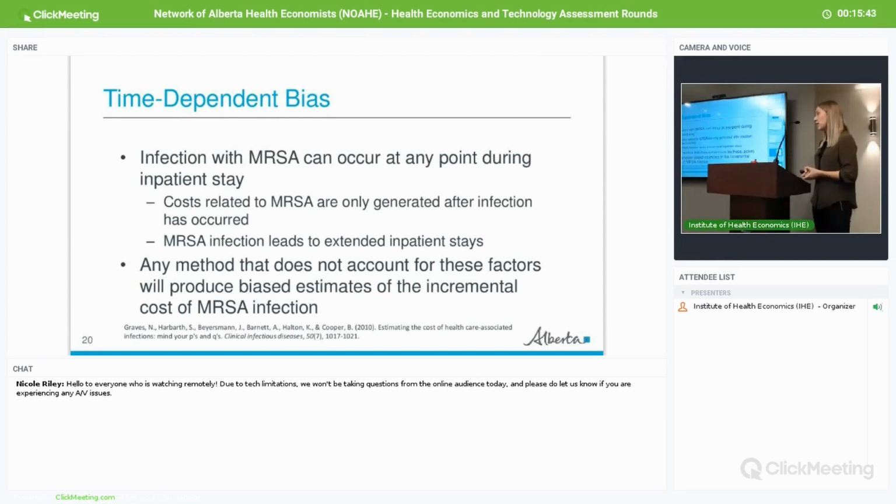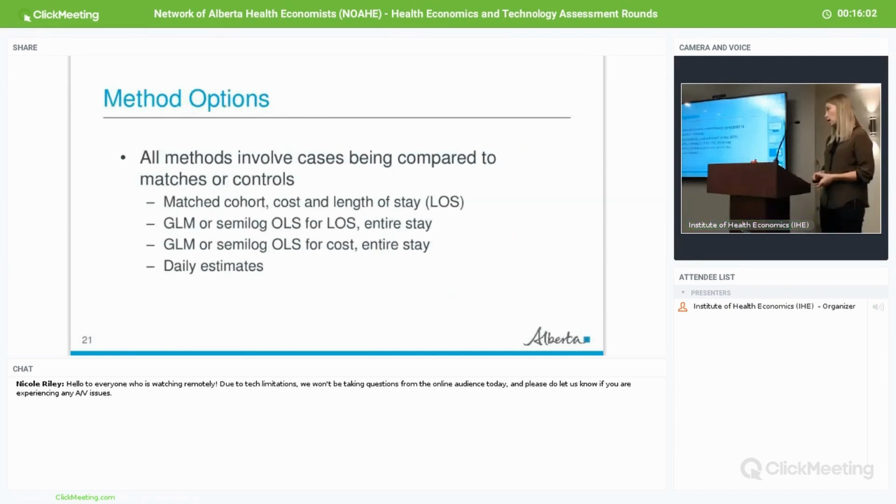MRSA is also associated, we shouldn't say leads, that was a typo, it's associated with extended inpatient stays, because those people are probably more prone to staying longer, but they also might stay additionally long. So if your methods don't control for time-dependent bias, we will always overestimate the incremental cost of stay and the length of stay. Unfortunately, our data didn't allow us to view daily inpatient cost figures. So we have a few method options.